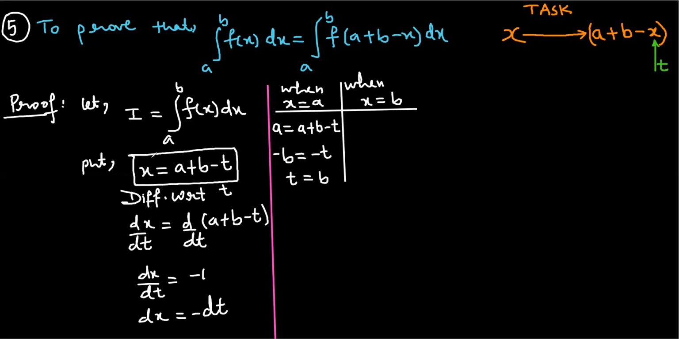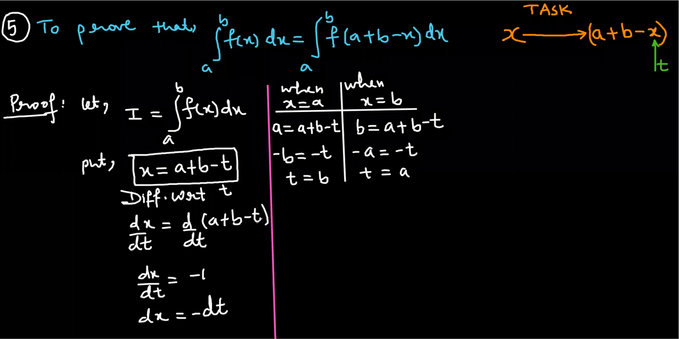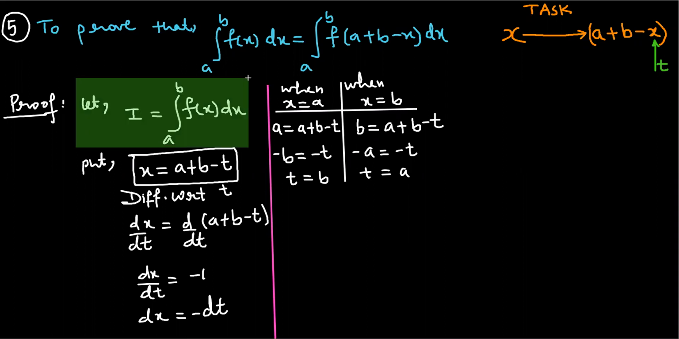And when x is b, substitute x as b here. So you'll get b equals a plus b minus t. B cancels. You get negative a as negative t. So t equals a. So now what you have is the integral I equals a to b f of x dx.